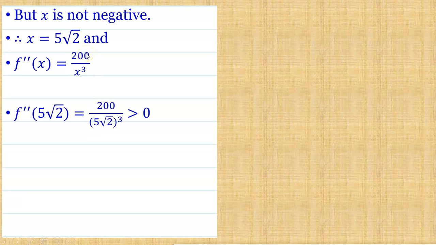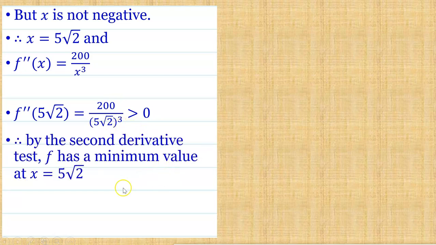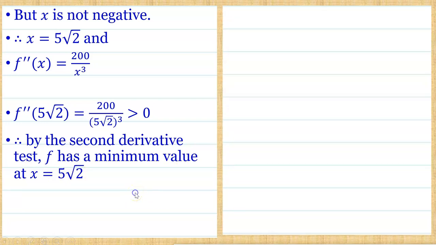That was its second derivative. And if we substitute the value of x there, that is f double dash of 5 root 2 is equal to 200 upon (5 root 2) whole cube, which is positive, and therefore by the second derivative test f has minimum value at x is equal to 5 root 2. Now we got the value of x.